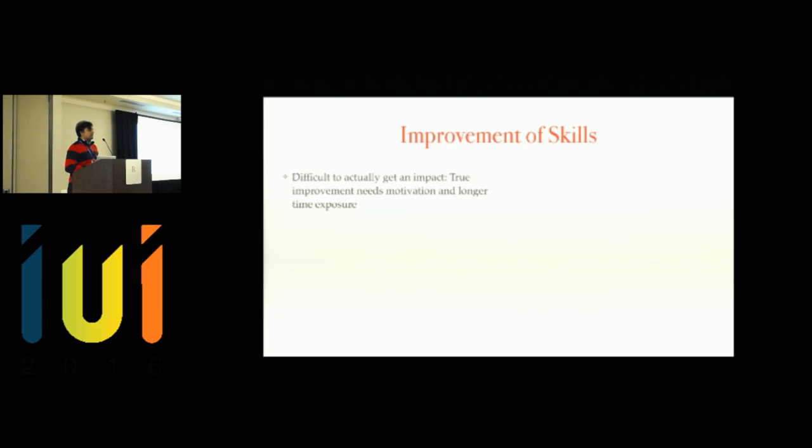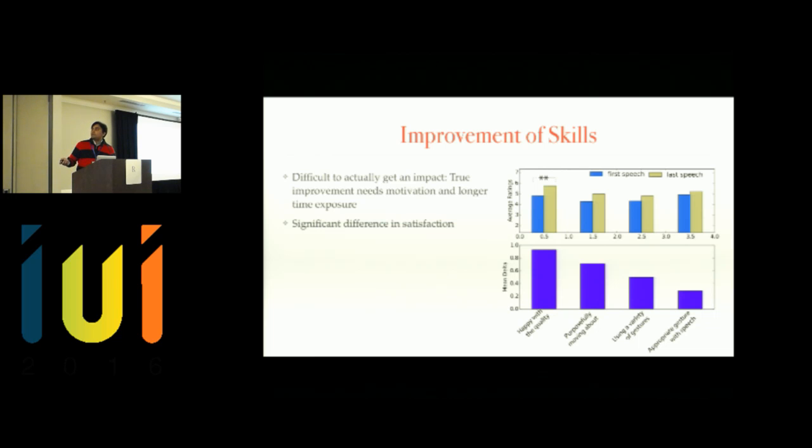Then improvement of skills. This means whether the users are actually improving their body language or not. This is a very tough or difficult test because they only interact with the system for 30 minutes, and we cannot just expect them to improve radically with a 30 minute interaction. It usually requires longer motivation and longer time exposure. But still, we see some improvement. They were happier with the quality of their speech in their last speech in comparison to their first speech, and that's statistically significant. There are other improvements, but these are not that statistically significant.